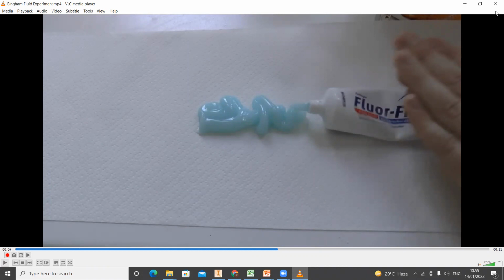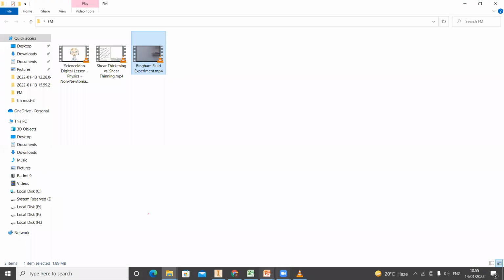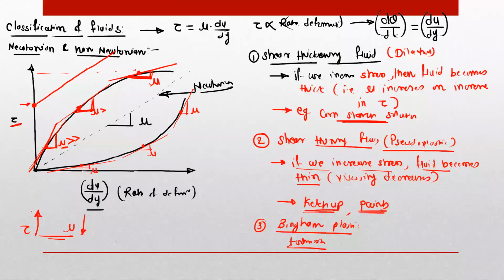So these are all the classifications for Newtonian and non-Newtonian fluids. We have seen the examples and also the mathematical equations behind the classification. The total classification is based on this graph, shear stress versus the rate of deformation or the velocity gradient du by dy. Now we will solve some problems on Newton's law of viscosity.